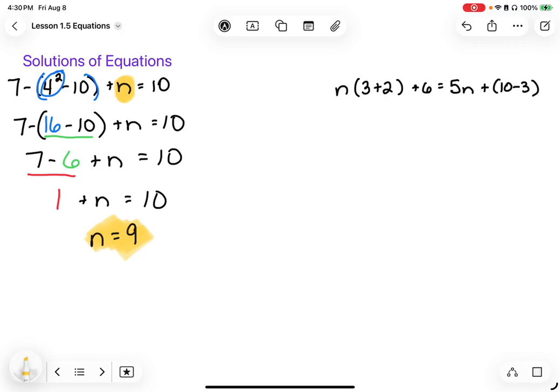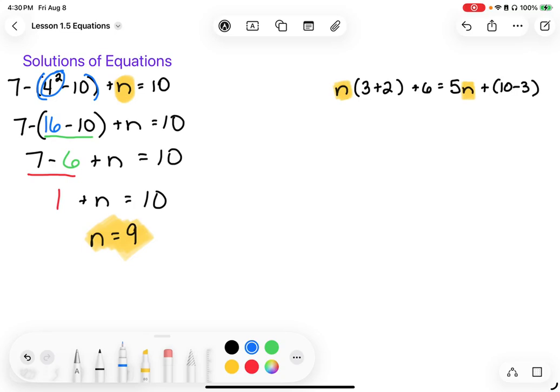Okay, let's go over to this second equation we have, and this one's a little bit different because it has two variables in it. It's the same variable, but it occurs twice. We've got an n right here, and then on the other side of the equals we've got another n. So let's see if we can figure out what this value of n is. And again, we're going to start with our order of operations, and that means beginning with grouping symbols. And we've got two grouping symbols here.